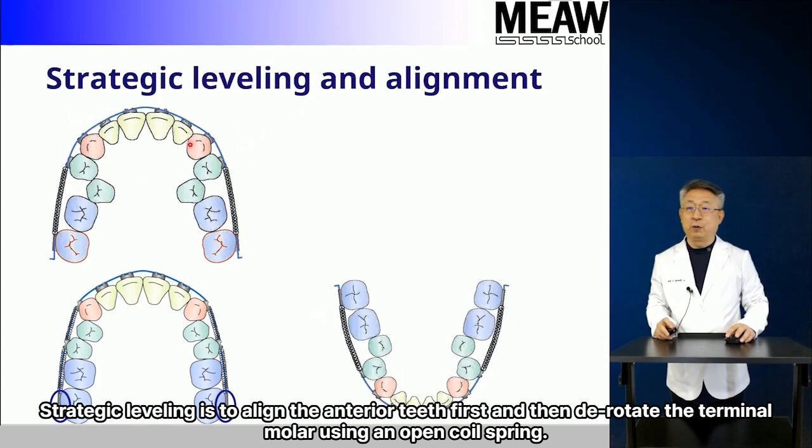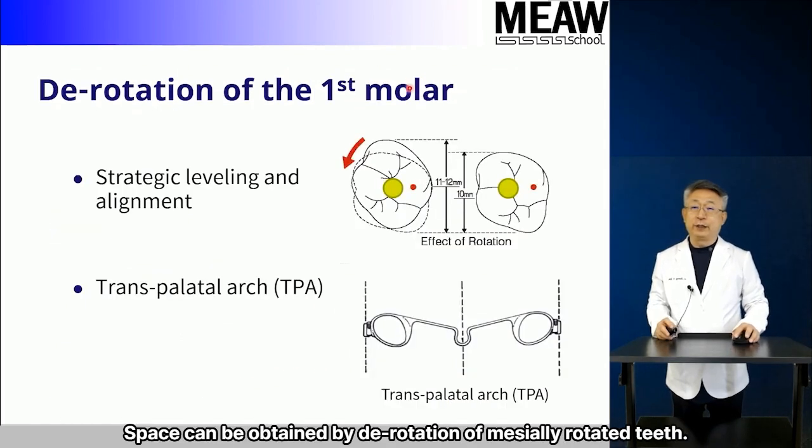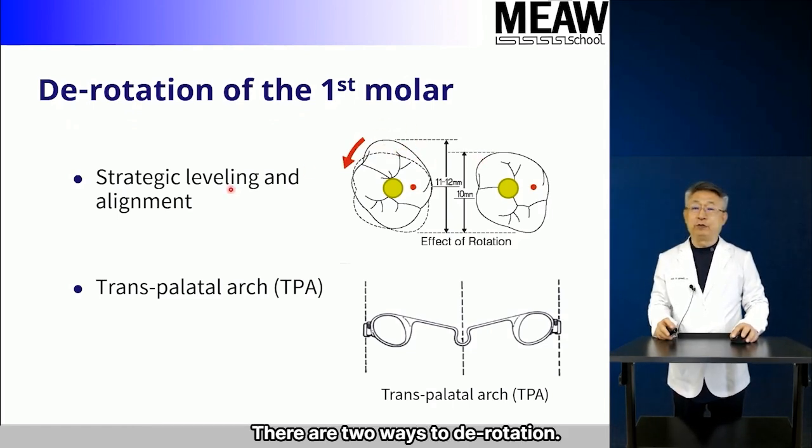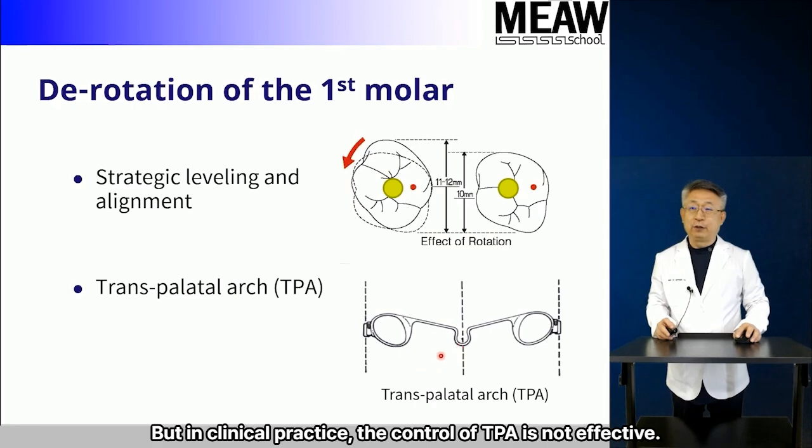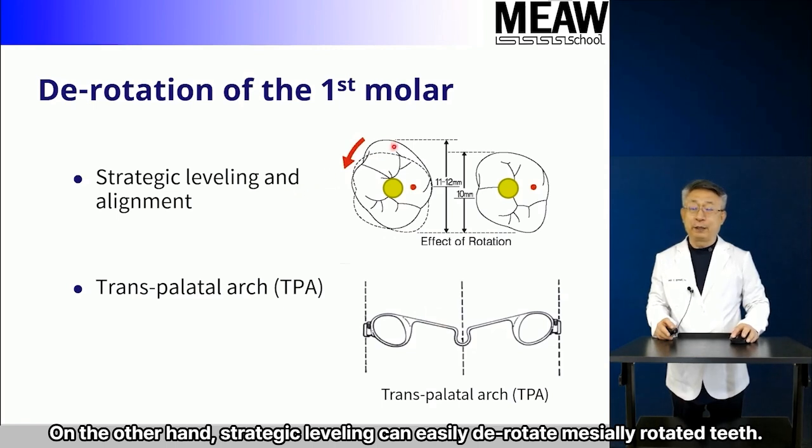Strategic leveling is to align the anterior teeth first and then derotate the terminal molar using an open coil spring. Space can be obtained by derotation of mesially rotated teeth. There are two ways to derotate. One is strategic leveling and alignment. Another is to use a TPA. But in clinical practice, the control of TPA is not effective. On the other hand, strategic leveling can easily derotate mesially rotated teeth.